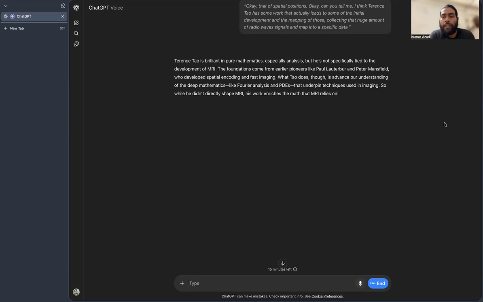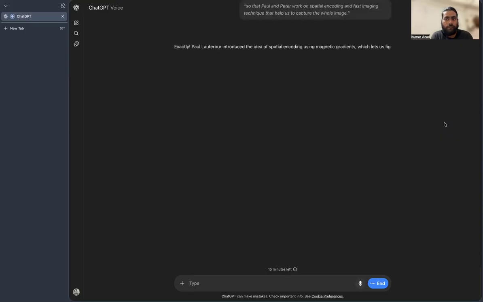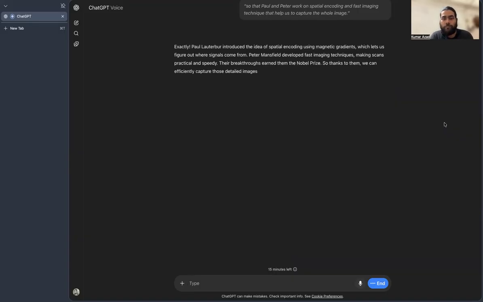So Paul and Peter worked on spatial encoding and fast imaging techniques that help us capture the whole image. Exactly. Paul Lauterbur introduced the idea of spatial encoding using magnetic gradients, which lets us figure out where signals come from. Peter Mansfield developed fast imaging techniques, making scans practical and speedy. Their breakthroughs earned them the Nobel Prize. So thanks to them, we can efficiently capture those detailed images of the body.